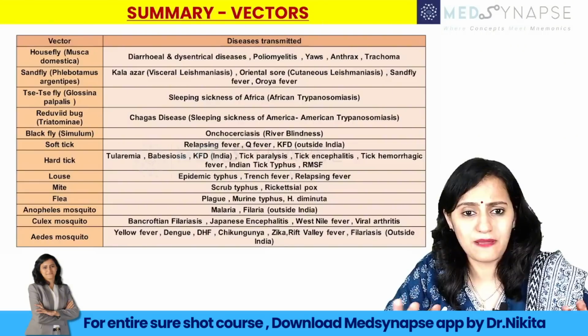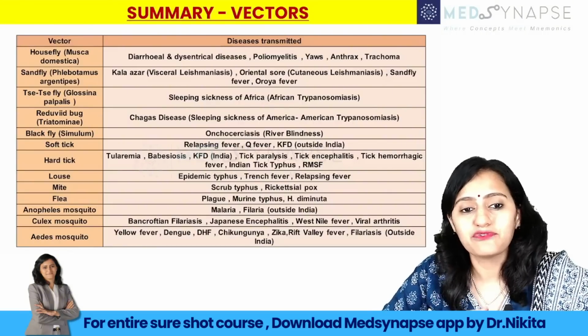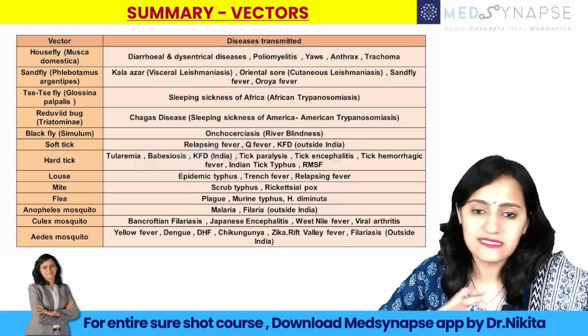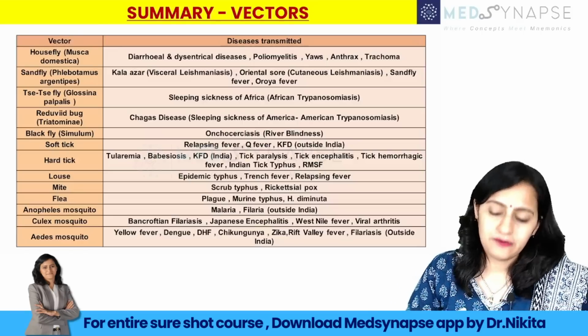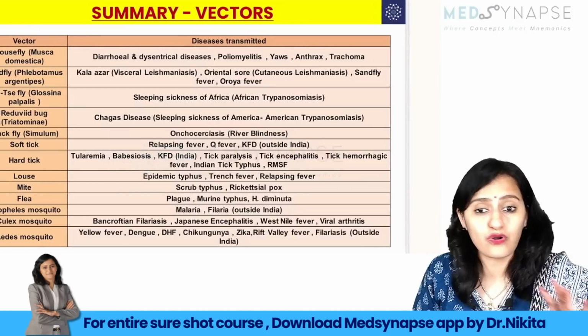So this is the summary table of the vectors here. Take this as your one-page note because this is very, very important for your last-minute revision. One day before the exam, all the vectors and their diseases, we have discussed the entire table. Right, this is just the summary. So make sure you have this in your book or on the wall.